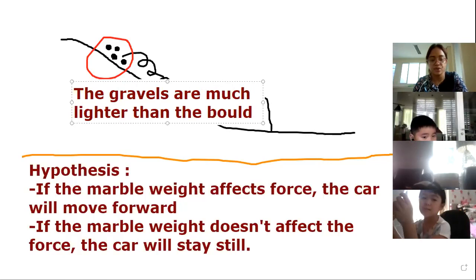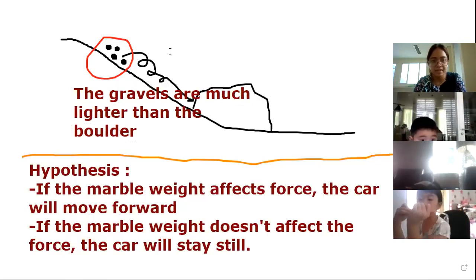Wait, if it's 36 kilograms, then I'm heavier than a boulder.